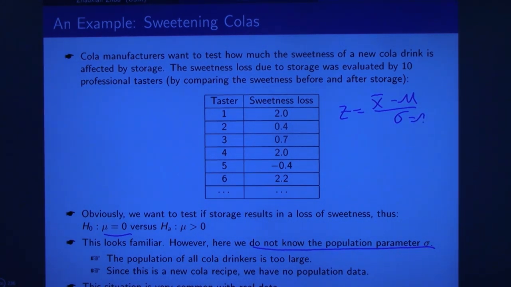Now we are stuck here because we cannot calculate the z-score, so we cannot calculate the confidence interval or the significance test. And actually this problem is very common in real data. So we need to figure out a way to deal with this kind of problem.